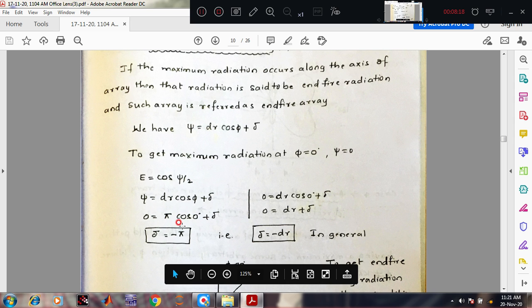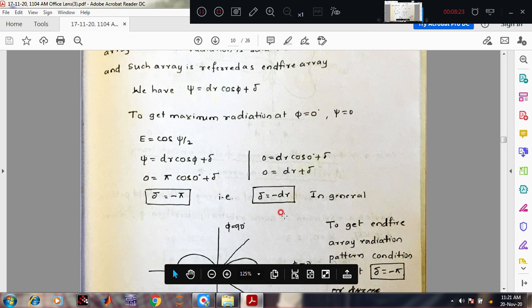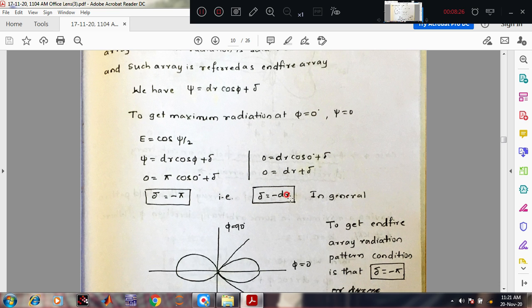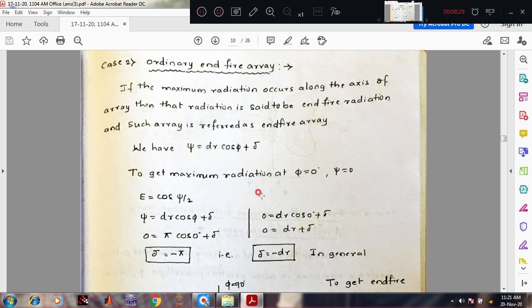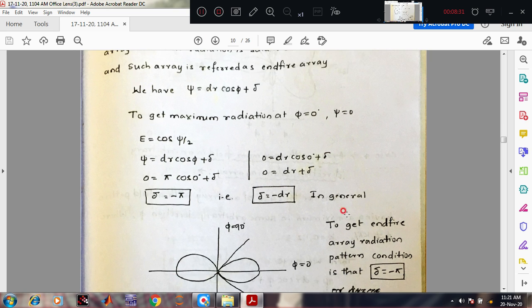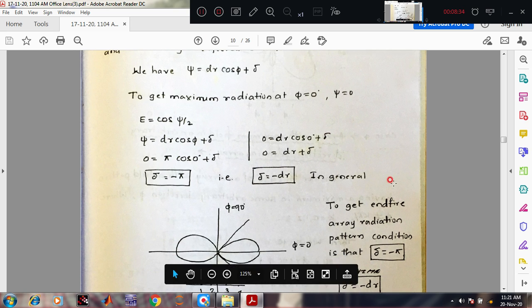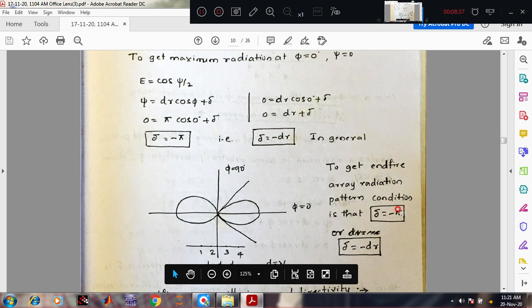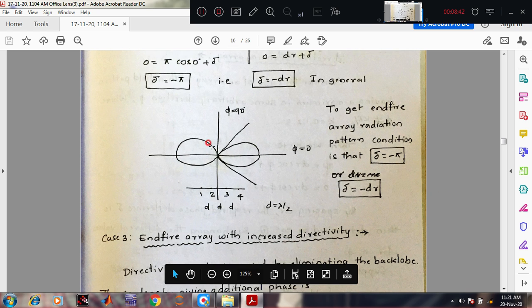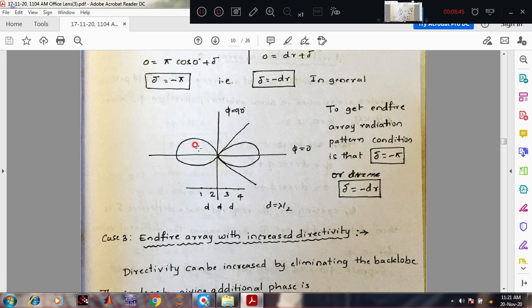This is with respect to the particular angle of 0 degree, so this is the general case. When delta is minus pi, or delta is minus dr in general, it is the ordinary end fire array. To get the end fire array radiation pattern, the condition is that delta will be minus pi, or delta will be minus dr. You can observe here that the radiation pattern will be maximum along the array axis. This is the array axis, and these are the elements 1, 2, 3, 4. The spacing between them is d, where d is lambda by 2. This is phi angle 0, and this is 90 degree.